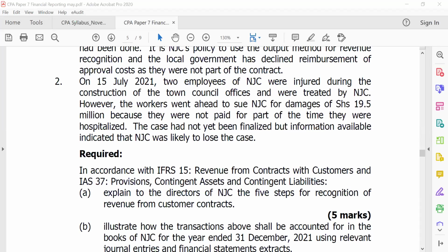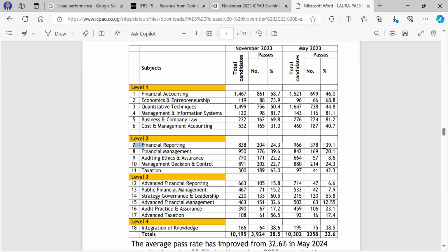Just wanted to see what the pass rate of this paper was. The pass rate was actually really not good. So this is a paper whose pass rate is not really good. It was actually at 24%. So 838 students sat for the paper, but only 204, 24.3%, passed the paper. That percentage is not good.